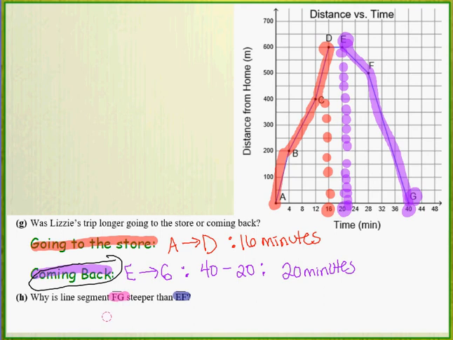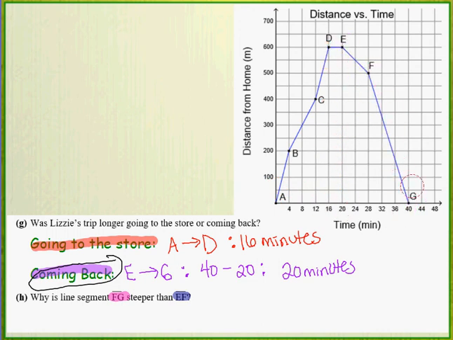Okay, part H wants to know why is line segment FG, so FG here, how is this line segment steeper than line segment EF? So I'm actually going to erase all of these highlight marks so we can take another look. So we want to compare EF to FG. Why is it steeper? Well, it indicates that it's traveling faster. Lizzie was traveling faster during FG than EF.